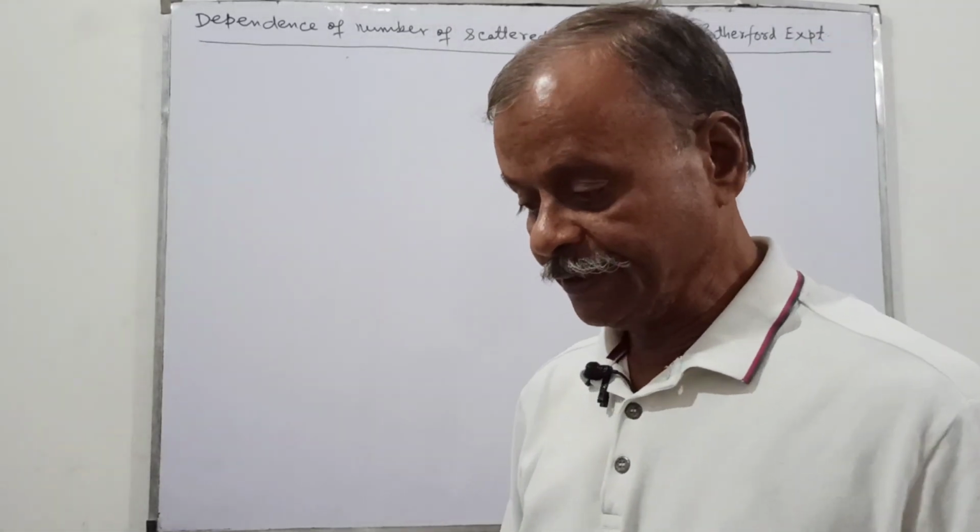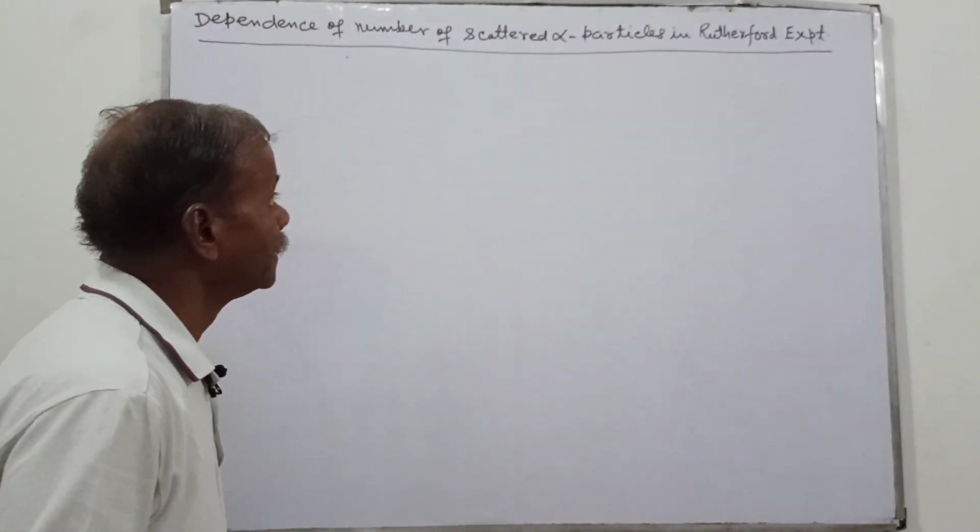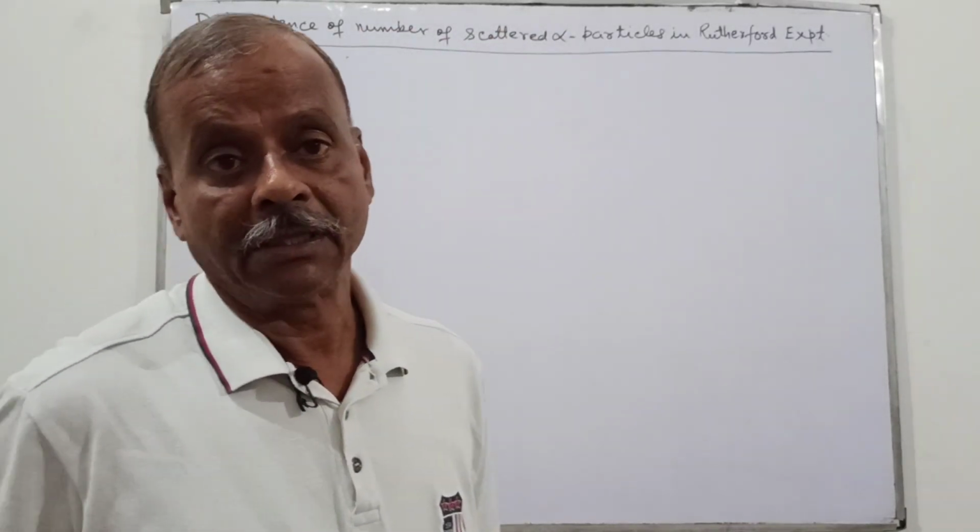Dependence of number of scattered alpha particles in Rutherford experiment. Now in this we will study what factors affect the number of scattered alpha particles. In Rutherford experiment, the scattered alpha particles were detected by Geiger-Marsden counter. On that basis, there were some factors which affect this number of scattered alpha particles.